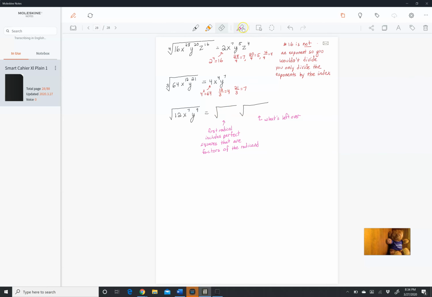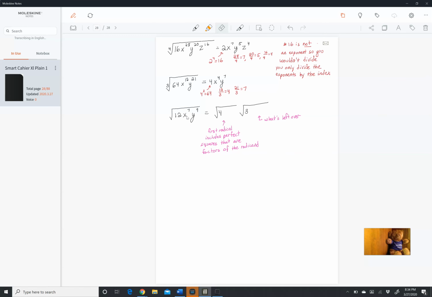I'm going to put that in black. 4 is a factor of 12 and it's a perfect square. So that goes under the first thing. Now what's left over, what we would multiply by in order to get 12 is 3. Okay, 4 times 3 is 12. Same thing is true for x to the 7th. We're gonna pull out a perfect square.